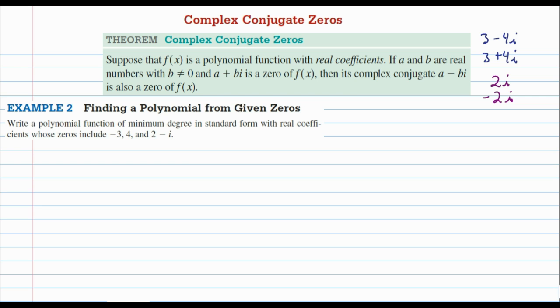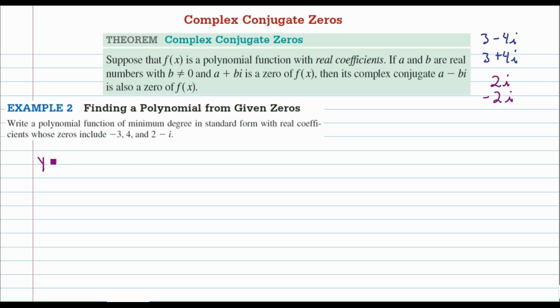Write a polynomial function of minimum degree. Minimum degree means don't make up any more zeros than really need to be there. Just limit it to the zeros they give you. In standard form, so that means we've got to multiply all this out. Wonderful. With real coefficients, so that means we should not see any i's in this function at all.